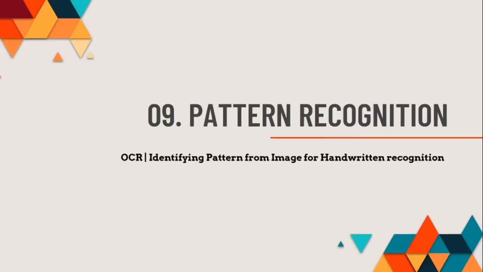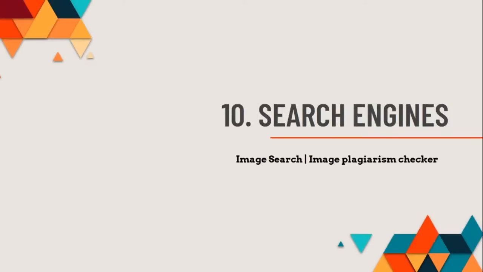Okay, and then if we're going for pattern recognition, so OCR, that is nothing but optical character recognition. Optical character recognition is nothing but converting text from an image. If I take this image, from that image we can recognize the character or letter which is present, or you can do handwritten recognition. So those kinds of pattern analysis we can do, pattern recognition with the help of image processing.